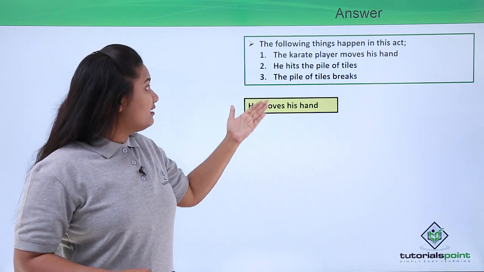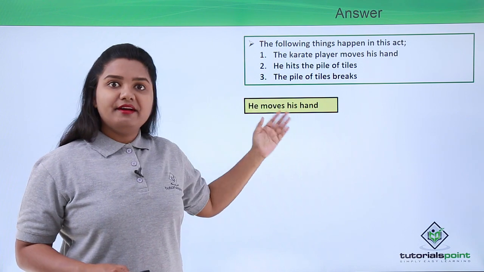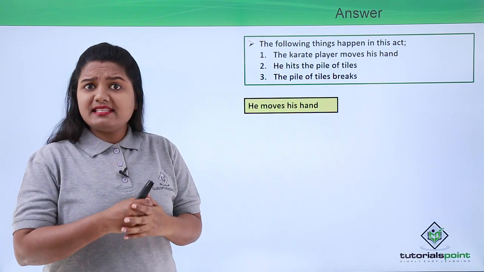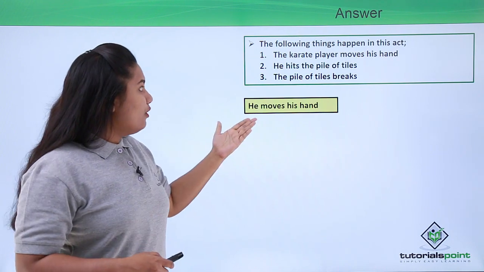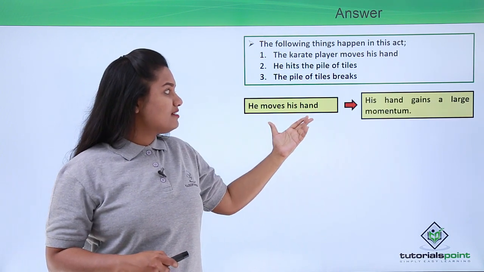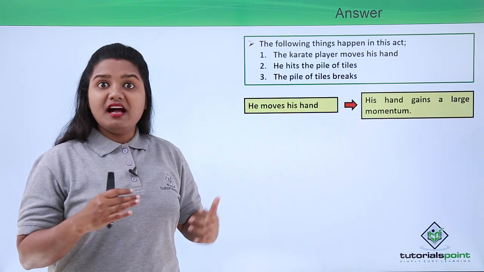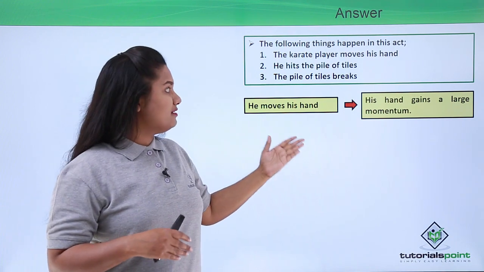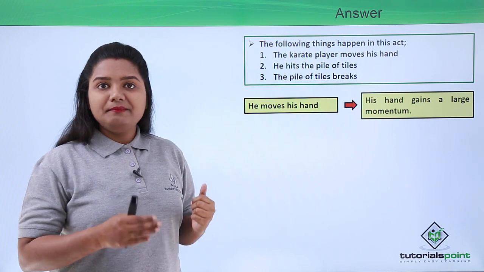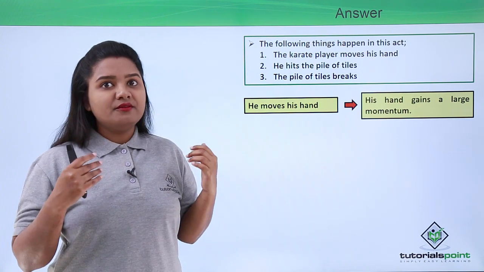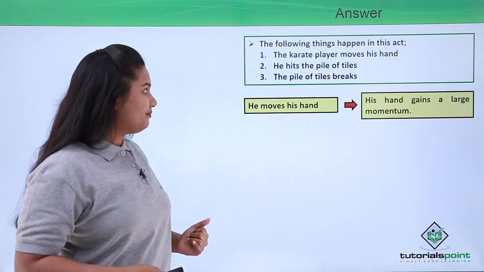So the first thing that is happening here is the karate player moves his hand, and he moves his hand very quickly. You might have noticed that, right? So on quickly moving his hand with a very large velocity, his hand gains a large momentum by simply moving with a very fast movement.